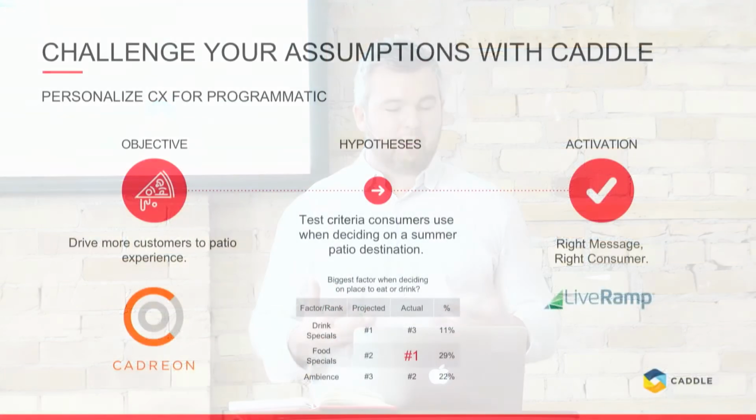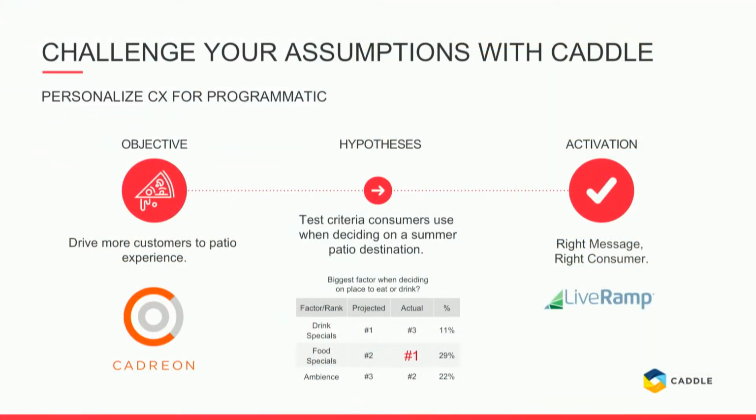Food specials actually was the number 1 driver, so they were able to optimize their creative, optimize their campaign to put food in the forefront rather than drinks. And then ambience. So again, another great input into creative is like, what should that look like? What kind of our creative should look like?